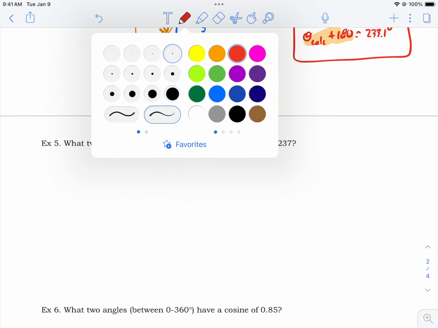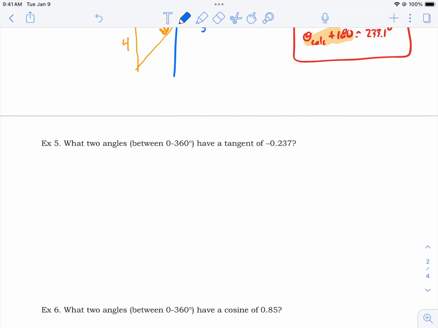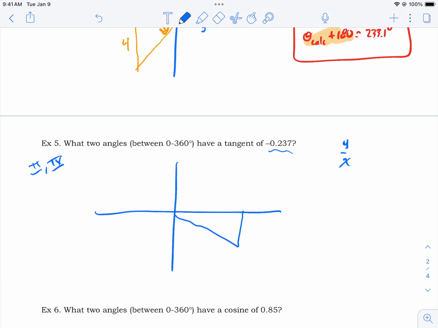Pause. Come back. Okay, so first of all, tangent is negative. Well, it was positive in the first and third, so it must be negative in the second and fourth. So I'm going to be drawing angles in the second and fourth. Remember, y over x is the tangent. So if I got a negative 0.237, that means something to the effect of the y is negative 0.237 and the x is 1, right? That makes a ratio of negative 0.237 to 1. And so the calculator will give us this answer.